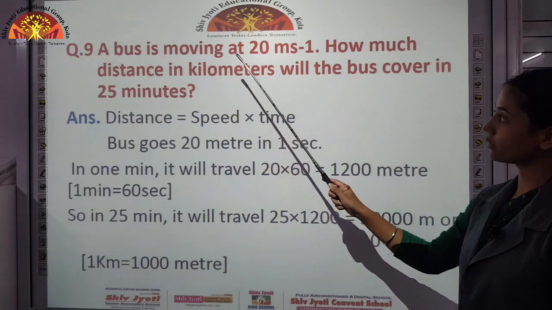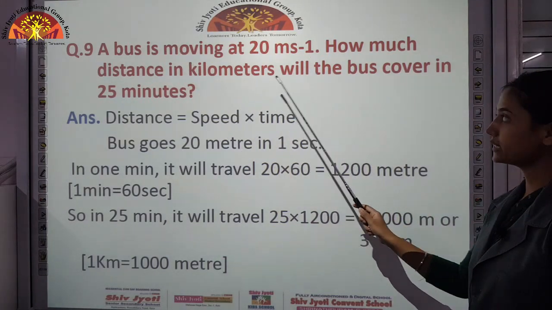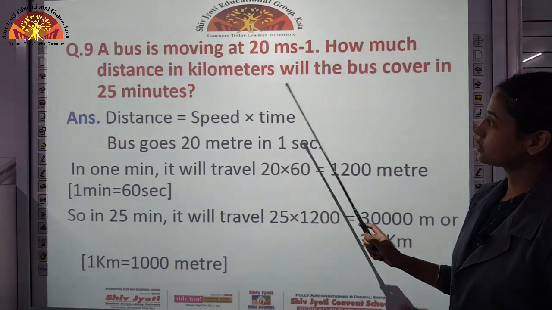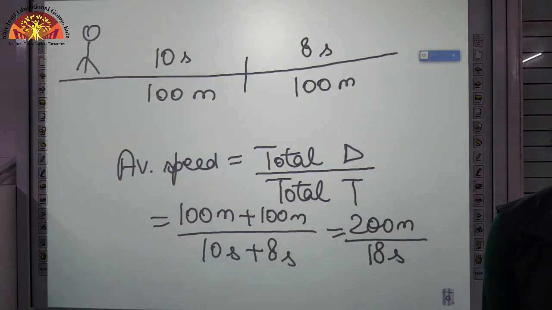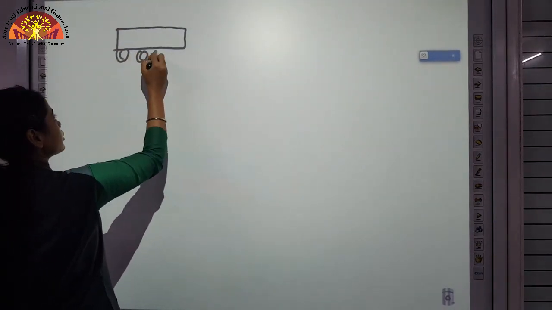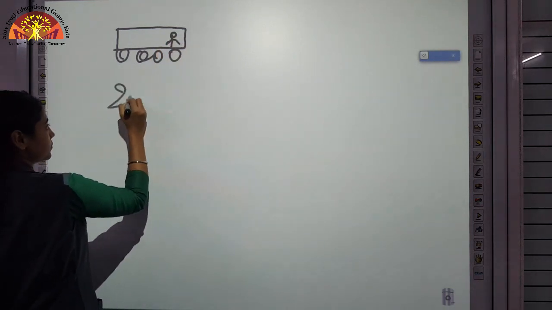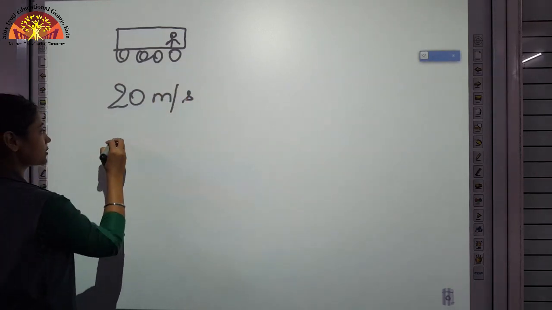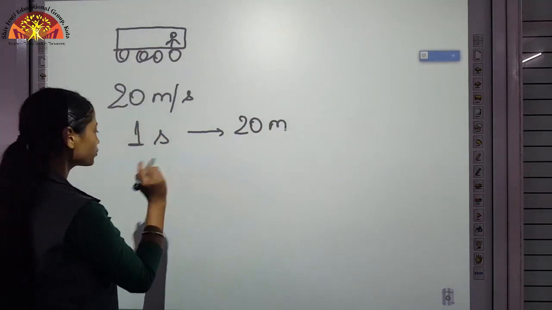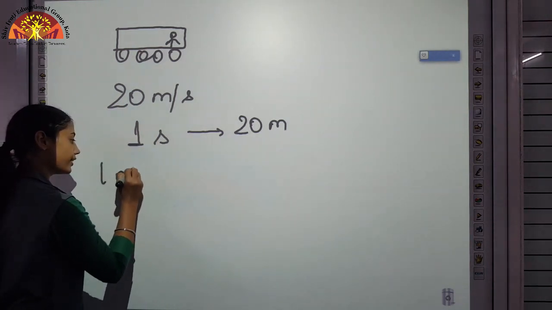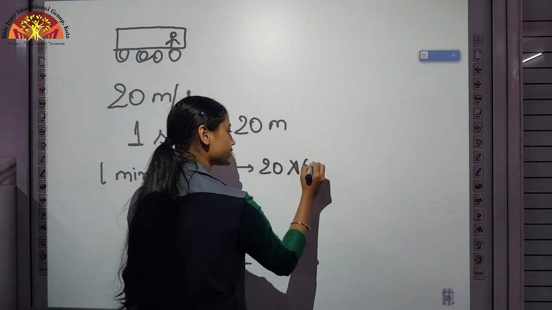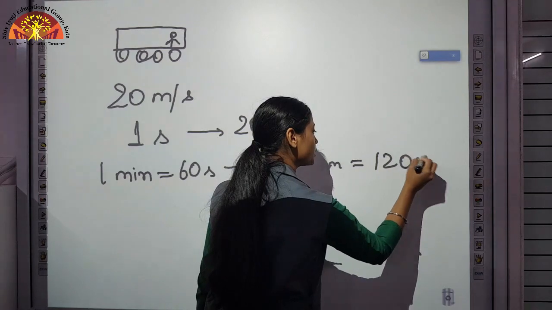Next question, a bus is moving at 20 meter per second. How much distance in kilometers will the bus cover in 25 minutes? First read the question, understand the question, and then we will solve this question. The speed of bus is given. Let us say this is your school bus. Speed of this bus is 20 meter per second. So, what does this mean? In 1 second, this bus is covering 20 meter distance. It means that only. So, in 60 seconds, means in 1 minute, it will cover how much distance? 20 into 60 meter, that will be 1200 meter.